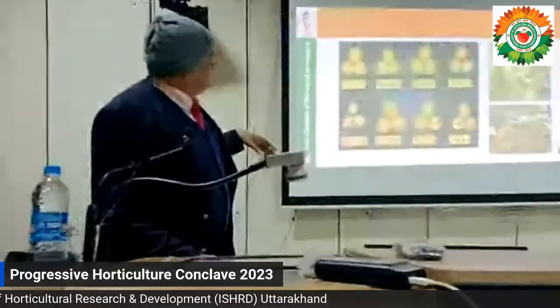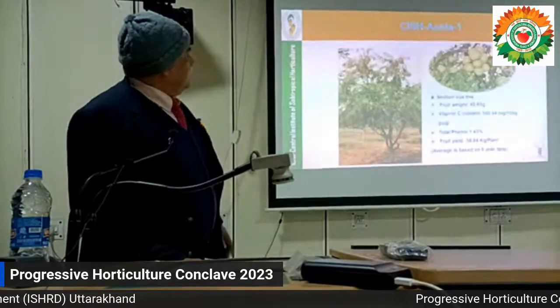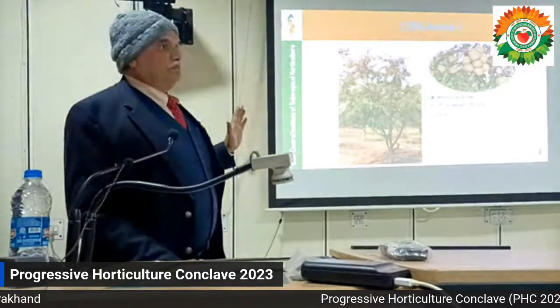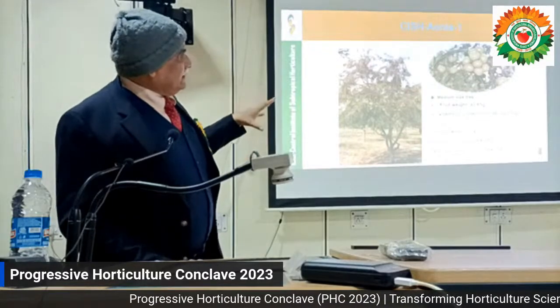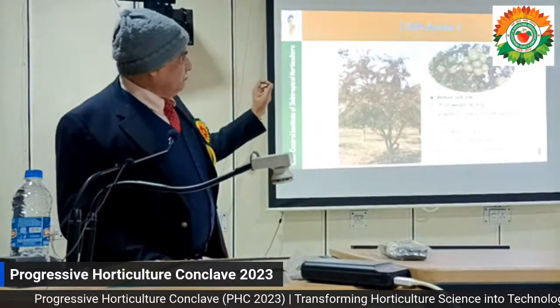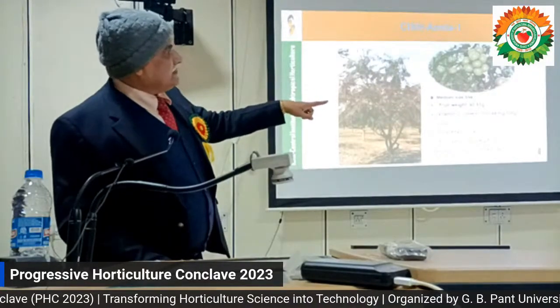On the basis of evaluation, we have found two selections. This is the fruit shape and size of the commercial variety. CISH Amla 1 we have identified and released at the institute level, and this variety has a higher fruit size, fruit weight of 40.65 grams, and higher vitamin C as compared to other varieties.